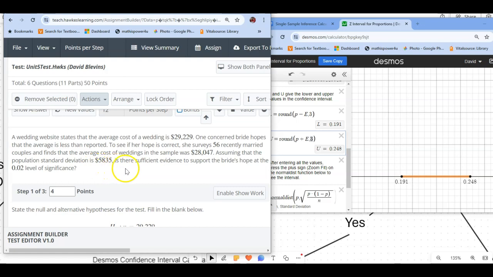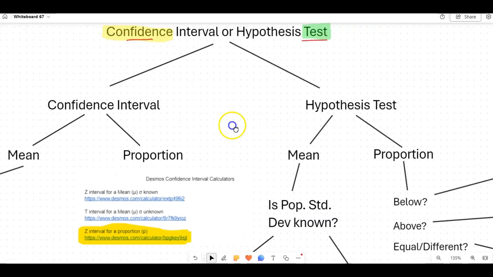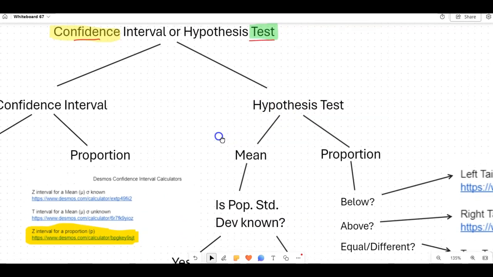It doesn't say the word test in here, but when you see evidence and level of significance and a claim of a value, those types of things let us know that we're doing a hypothesis test, okay? A lot of times the wording of the problem will have the hypothesis test in there. But again, evidence and level of significance are ways to know that we're dealing with a hypothesis test here. So looking up here, I'm on the hypothesis test path now.